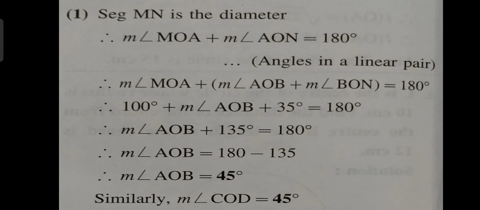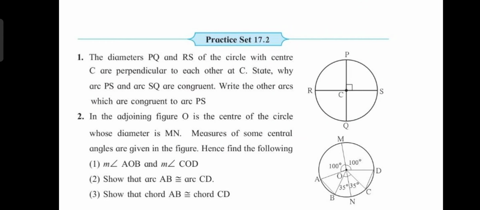Now we go to the second question. In the adjoining figure, O is the center of the circle whose diameter is MN. Here the diameter is given to us, that is MN. You can see in the adjoining figure it is given. Hence find the measure of some central angles given in the figure.